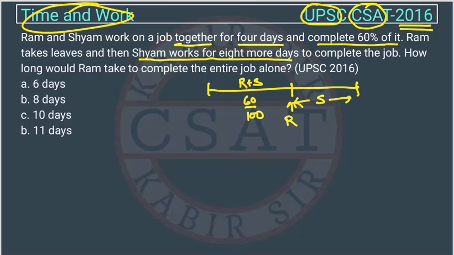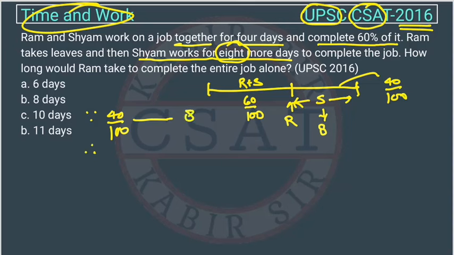Fine. And Shyam takes how many days? 8 days to complete this work. So this work is how much? This work is 40%, because this is 60%, so the remaining is 40%. So 40% means 40 by 100. So we can say, 40 by 100 of the work is completed by Shyam in 8 days. So one work will complete in how many days? 8 upon 40 by 100.